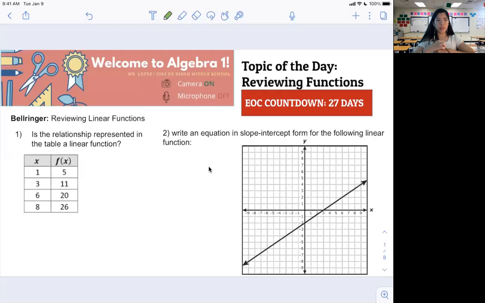All right, so number one, is the relationship represented in the table a linear function? And we're going to figure out if it is or not. What is the strategy to find out if something is linear on a table?